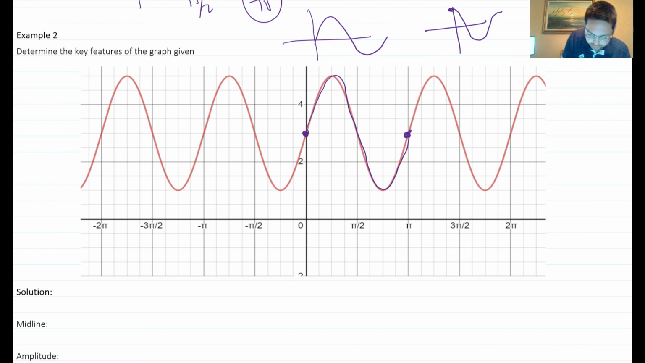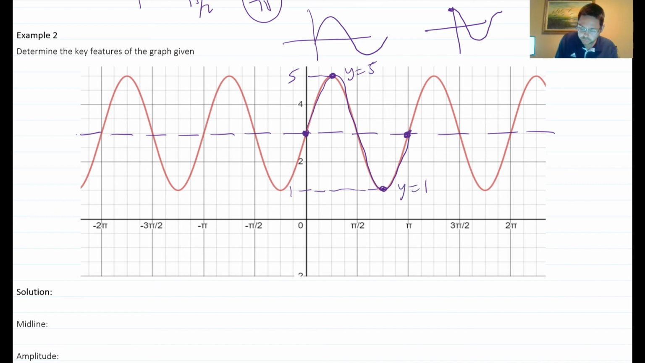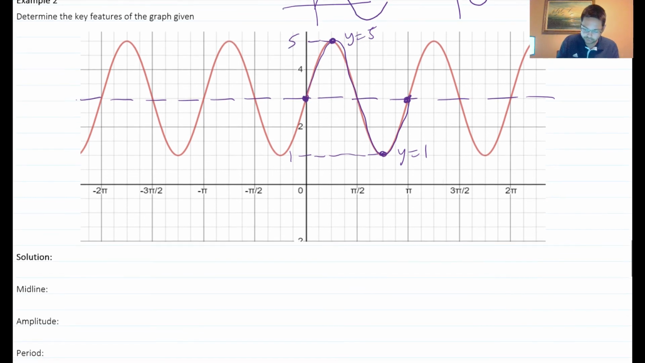The midline is halfway between the peak and the trough, halfway between the maximum and the minimum. So that's my midline. How do we calculate that? Well, we know that the maximum y-coordinate is 5. Okay, so that's y equals 5. The minimum y-coordinate is 1, so y equals 1. We just got to average those two numbers, 5 and 1.